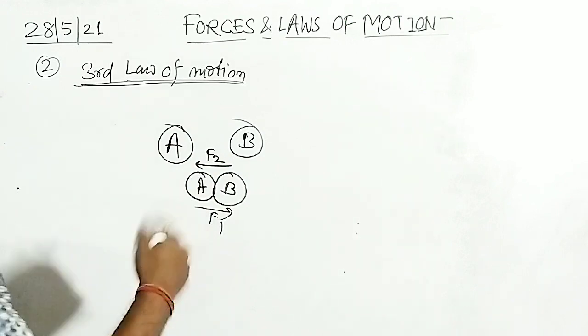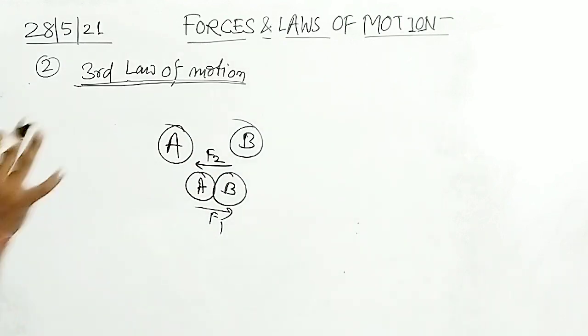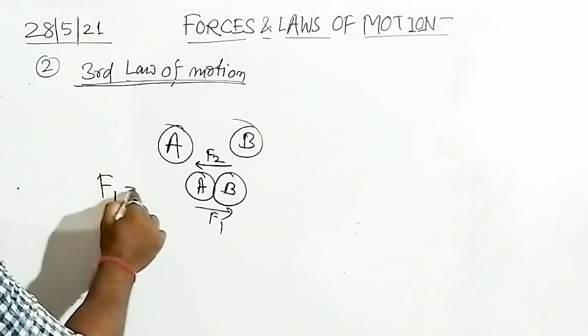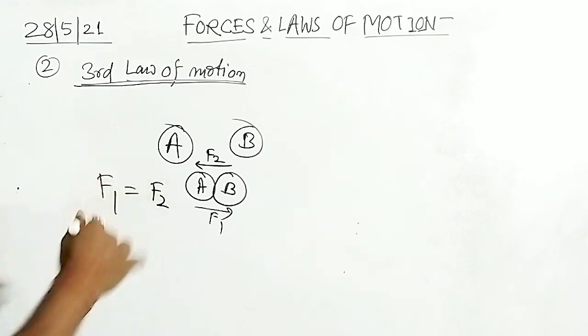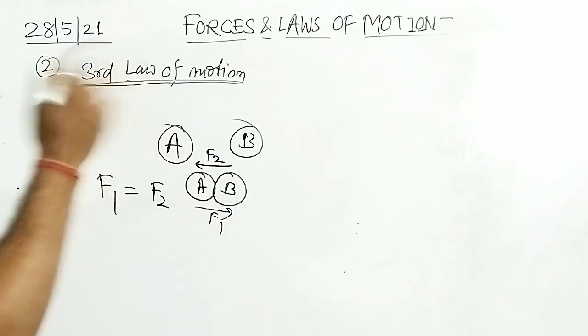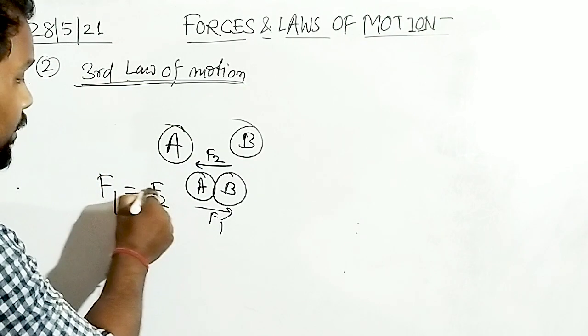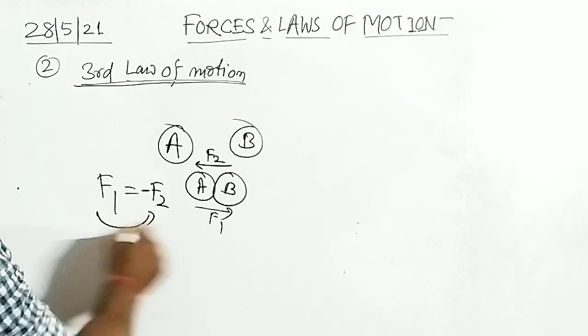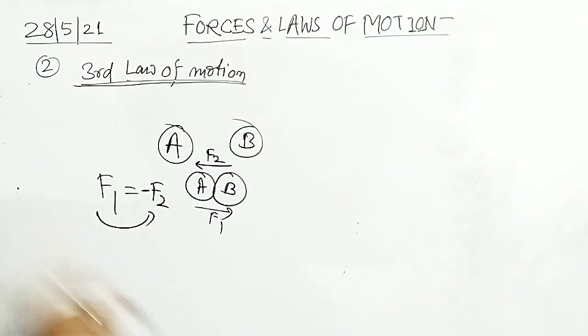But what this third law of motion says is that F1 is equal to F2 but different in direction. Once direction comes in, vector quantity comes into action. If the direction is opposite, then what will be the sign? Negative sign. That means F1 is equal to F2 but having different direction. That's why we have to give the negative sign.